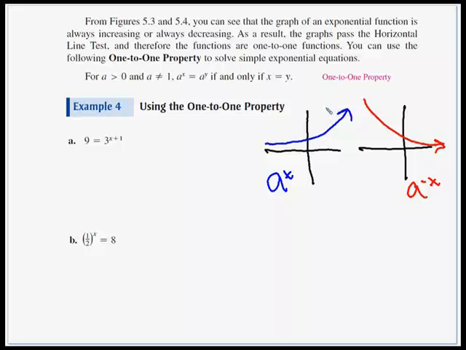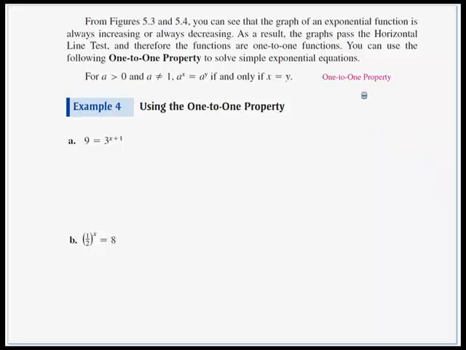Remember, we had the vertical line test: is it a function or not? With the vertical line test, we only want to intersect our graph at one point, and it is therefore a function. There is another test, this horizontal line test. Can we draw a horizontal line, and let me switch to green here, that only passes through the graph at one point? And here it does pass that horizontal line test. So we can use this, what we call the one-to-one property, to solve simple exponential equations.